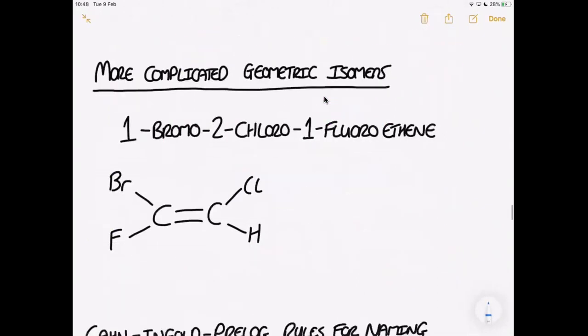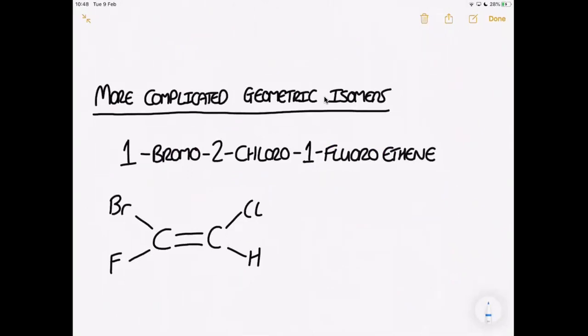Okay, so thinking about more complicated geometric isomers. Last time we looked at the idea that you can designate molecules as E or Z if they have a certain combination of different functional groups or different elements attached to carbons either side of a double bond. Let's introduce this concept, right? Here's a molecule, 1-bromo-2-chloro-1-fluoroethene, okay? This thing does have geometric isomers, right? It does exhibit geometric isomerism, but there's a problem. And what you should be able to do is look at that, and even if it's vague or inelegant, you should be able to verbalize out loud what the issue is.